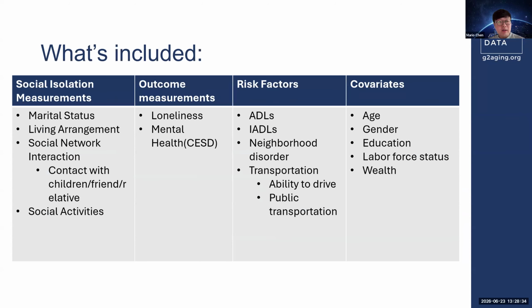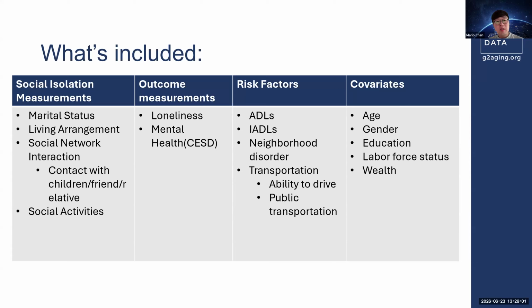The dataset includes several dimensions of social isolation. These measures are shown in the first column and include marital status, living arrangements, social network interaction, contact with children, relatives, and friends, as well as participation in social activities. Together, these variables capture different aspects of social connectedness and social isolation.